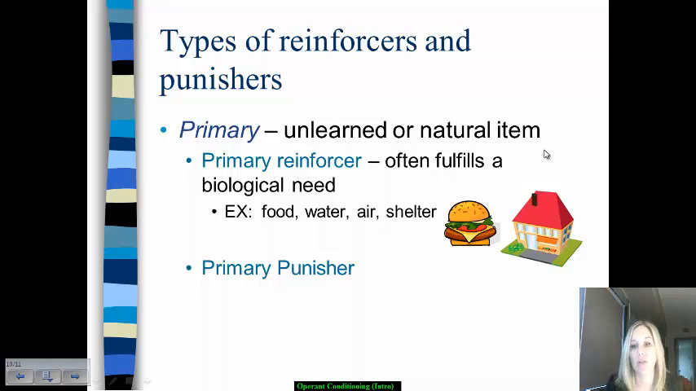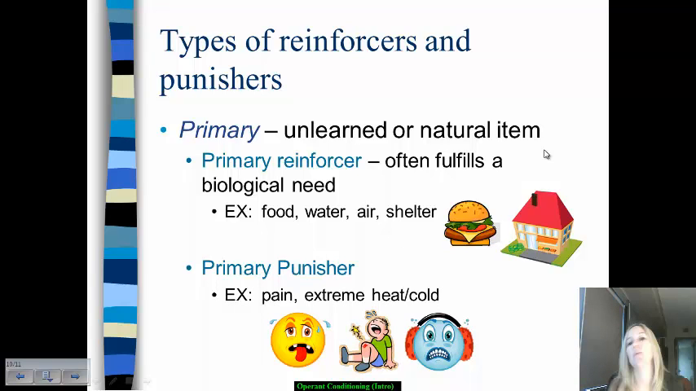Primary punishers, on the other hand, they're going to deal with things like, again, biological aspects, but it's things like pain or extreme heat or cold. Nobody likes to be really, really hot or really, really cold. Okay, those are not pleasant experiences. The goal, obviously, is that you avoid the behaviors that put you in those scenarios in the first place. You decrease those behaviors. But because these are natural biological aspects, that's why they are primary, okay? First and foremost, you naturally respond to these.